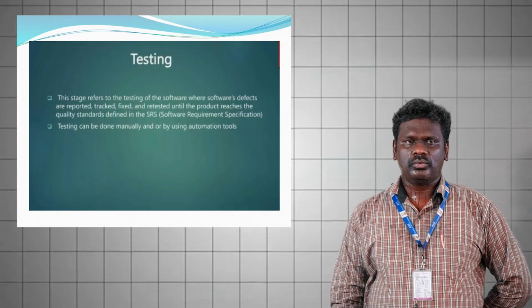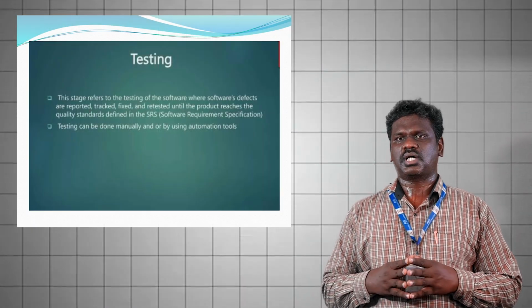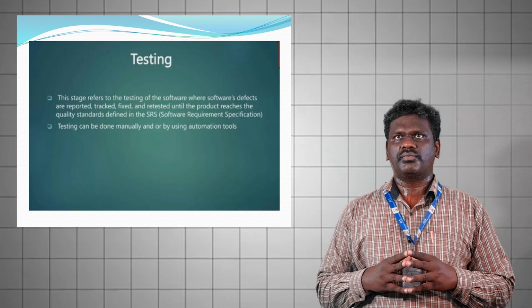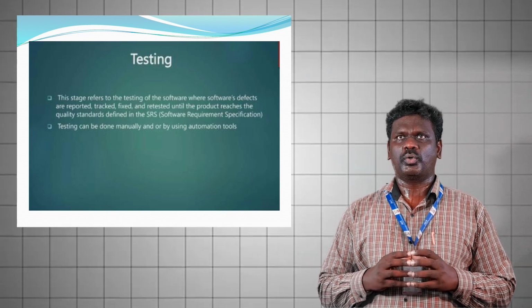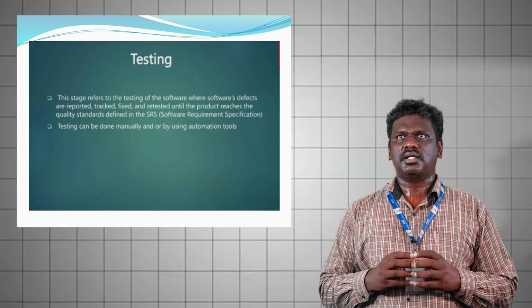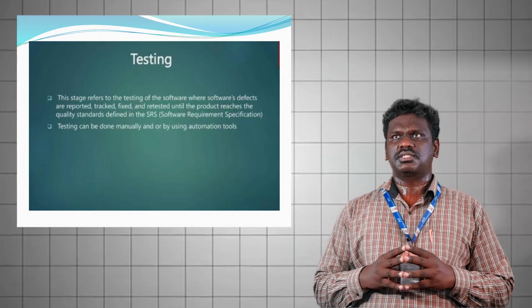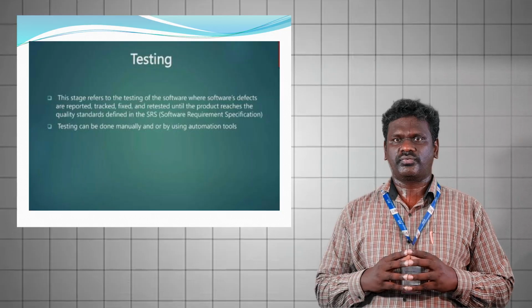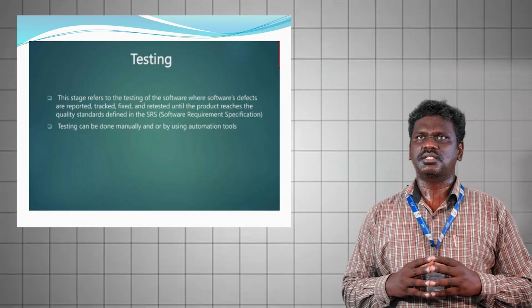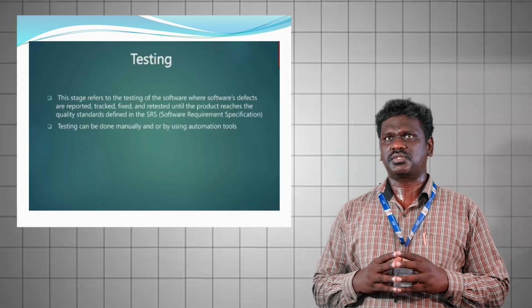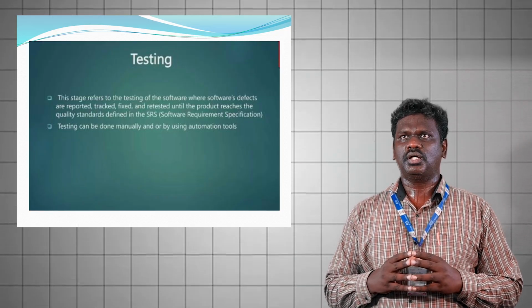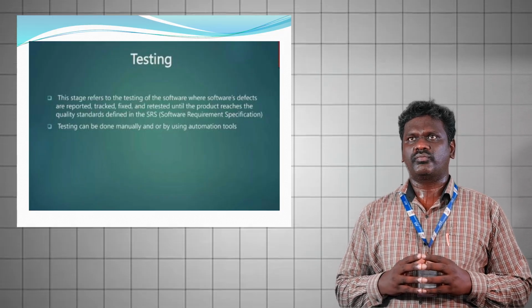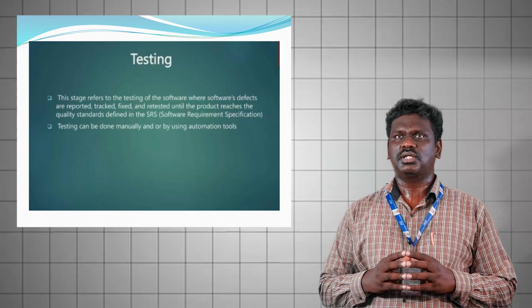Next one, we want to do testing of our software. This is the stage where software defects are reported, tracked, fixed, and retested until the product reaches the quality standards defined in SRS. The SRS means software requirement specification. The testing can be done manually and by using automation tools. There are various tools that can be used in testing.